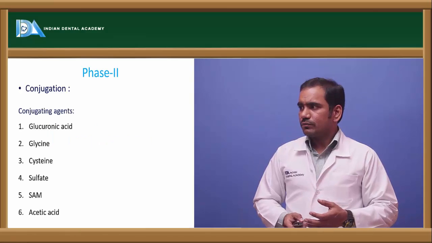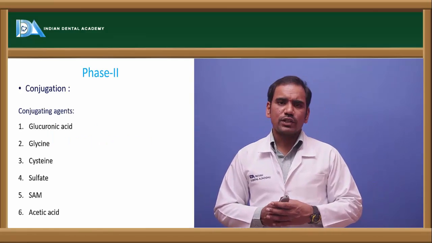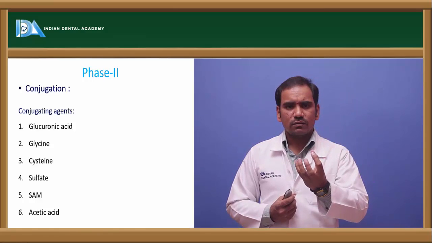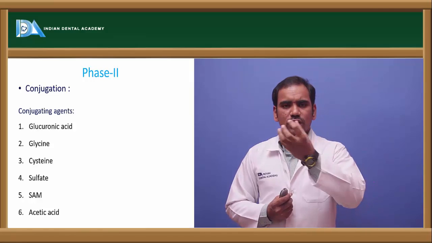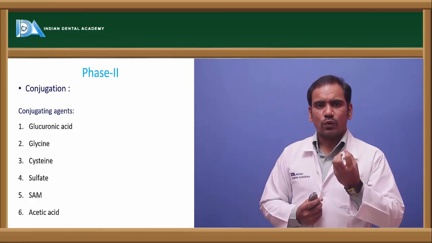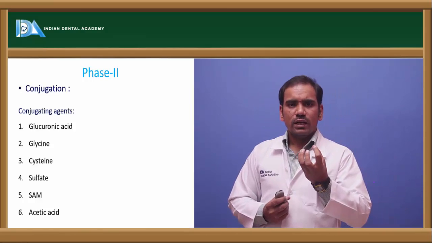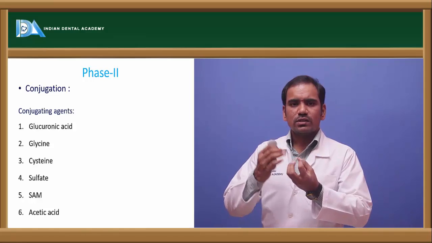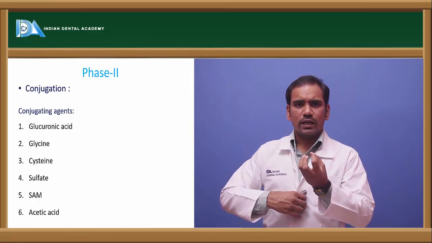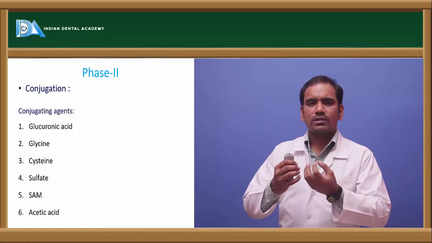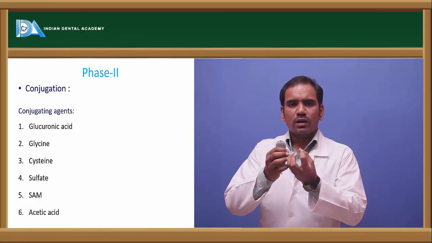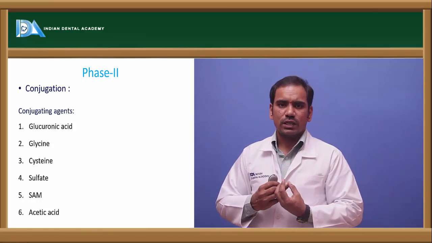Coming to phase 2 reactions. What happens in phase 2 reactions? The compound produced and modified in phase 1 now enters the phase 2 reactions. That phase 1 metabolite is subjected to conjugation. What is conjugation? That phase 1 metabolite reacts with a compound produced in our body, right? That reaction we call conjugation. We are combining the phase 1 metabolite with a compound. This mechanism is called conjugation.